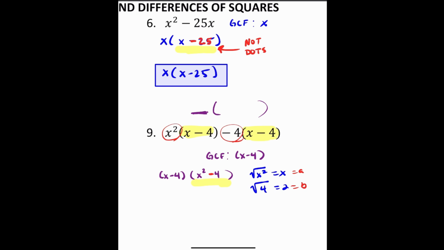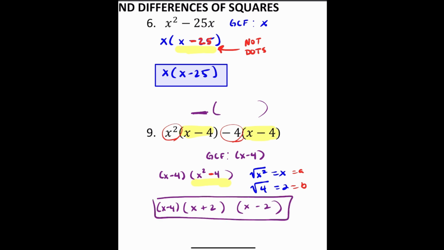So to write our answer, we need to remember that x minus 4 is the GCF. It should be part of the answer. And then we'll create our two sets of parentheses. And therefore, we should have x plus 2 here and x minus 2 there. So x minus 4 times the quantity of x plus 2 times the quantity of x minus 2 is our answer.